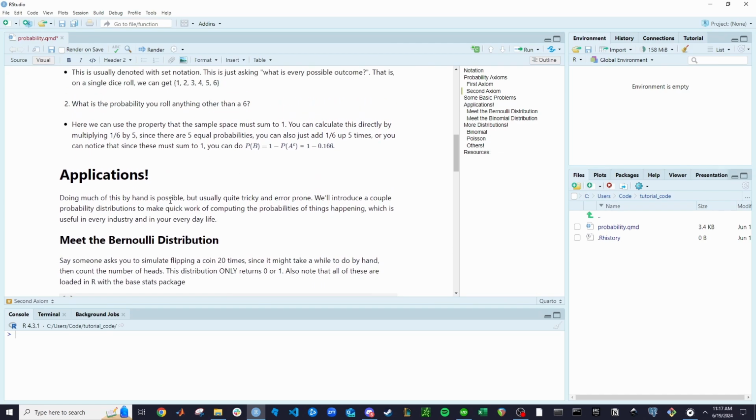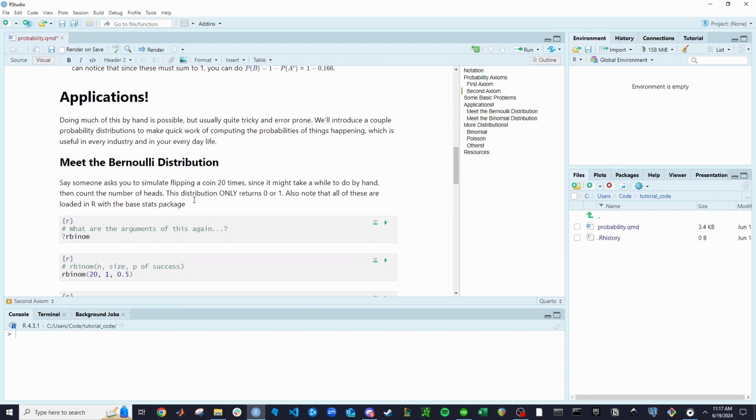And then we can do a lot of this by hand, but it gets really tedious, and it involves a lot of calculations and sums, and it's kind of easy to make mistakes. So we'll do it in R, and we'll write code to do this.